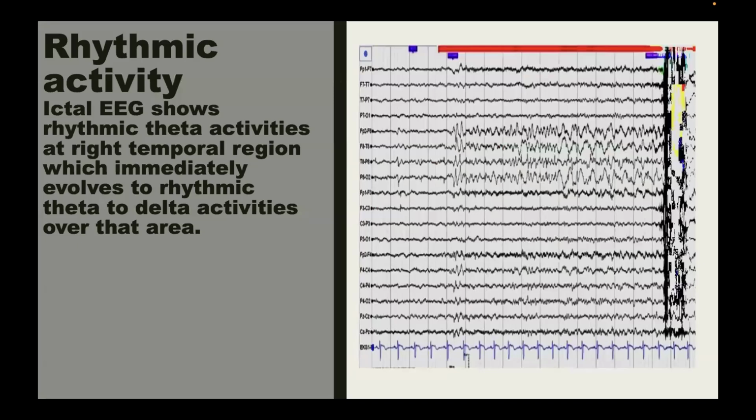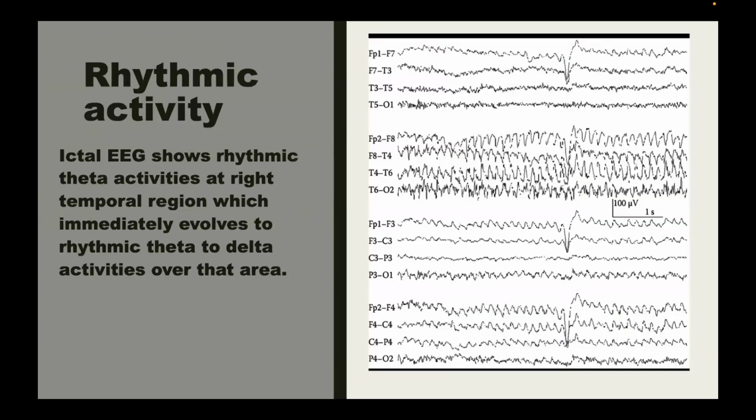So for the example of rhythmic activity, there is a rhythmic activity here, theta to delta activity over this area. So this is a focal ictal rhythm of positive frequencies. The second one is also rhythmic activity, here a rhythmic theta delta activity over this area. This is in wakefulness. So whether awake or asleep, it is an ictal activity of the EEG.